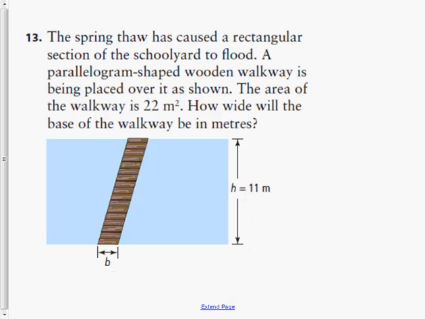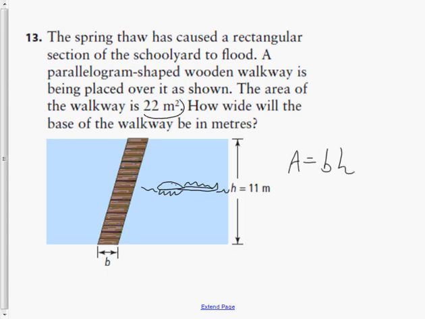Question 13, you have this wonderful parallelogram bridge going across a section of the schoolyard. What we have here is this is flooded, and this is our bridge that goes across this crocodile-infested schoolyard. That's a good crocodile, actually. Not a bad crocodile at all. So we're going to write down our formula, area equals base times height.